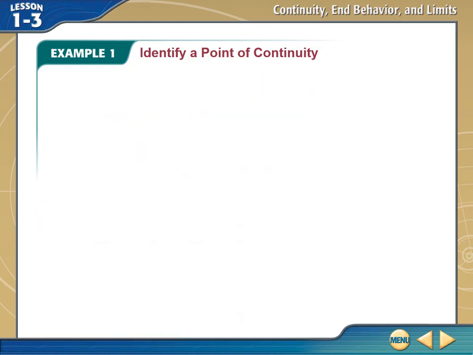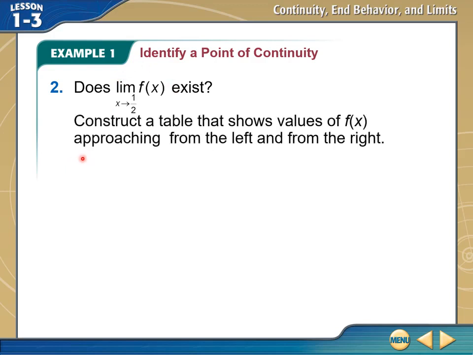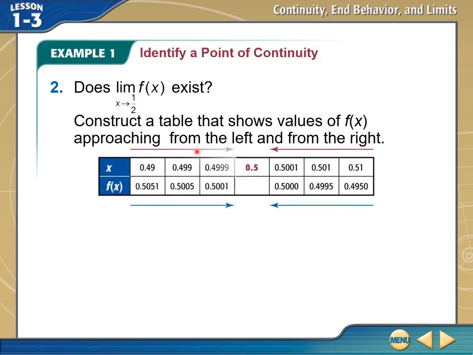So the second continuity test says, does the limit as x approaches a half of f of x exist? What does that mean? It will exist if the number from the left side equals the number from the right side. I'll tell you what I'm talking about. We will construct a table that shows the values of f of x approaching from the left and from the right. From the left and from the right of what? From the left and from the right of a half. How? Here is the table.